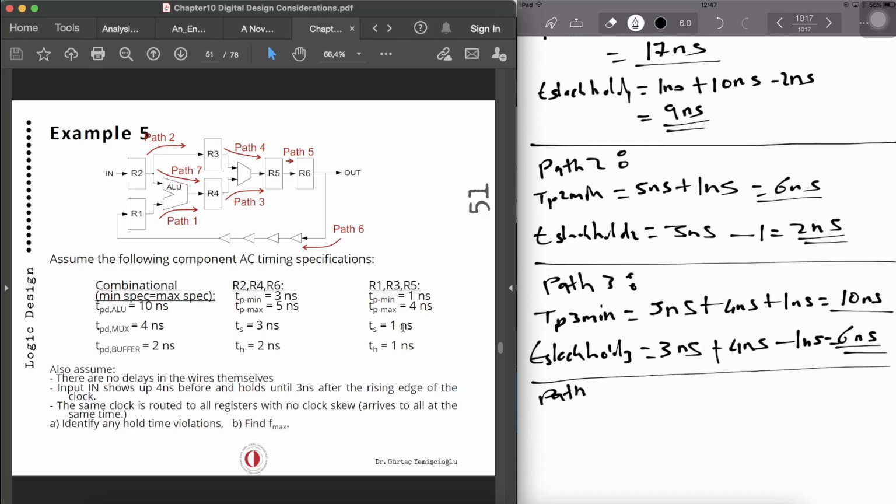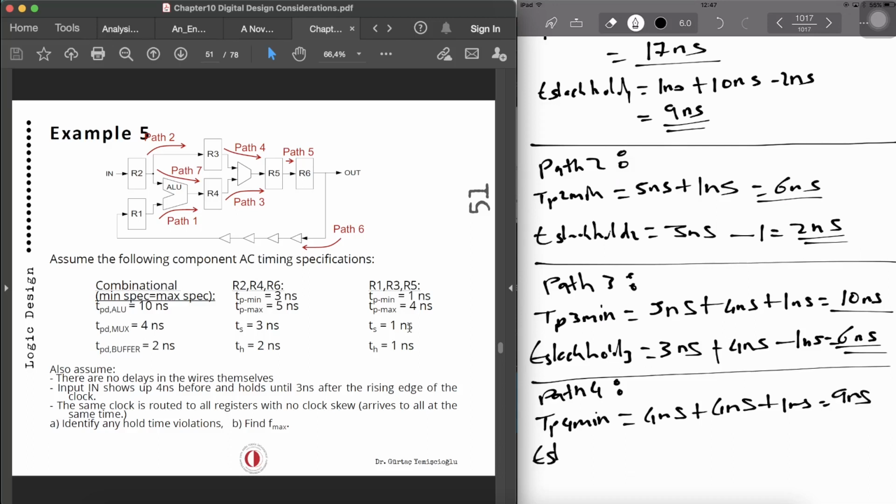Path 4. So TP 4 min. For path 4, we have got R3 to R5. Again, a multiplexer in between. So R3 max is 4 nanoseconds, plus the multiplexer, another 4 nanoseconds, plus the setup time of R5, which is 1 nanosecond. So that's going to be 9 nanoseconds.